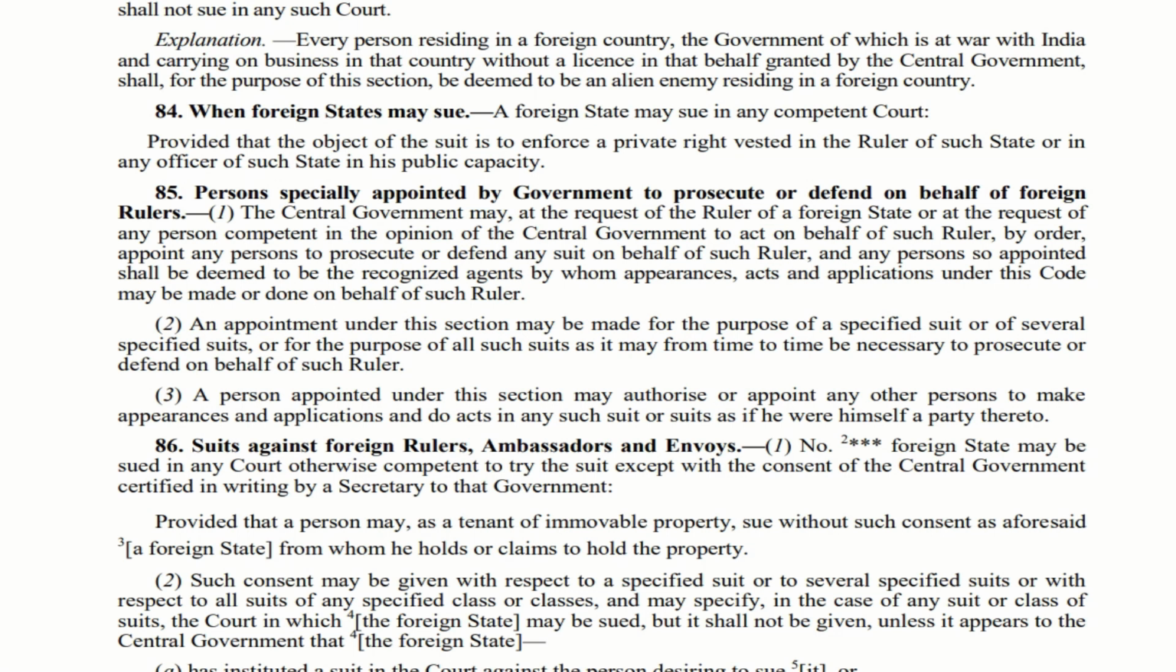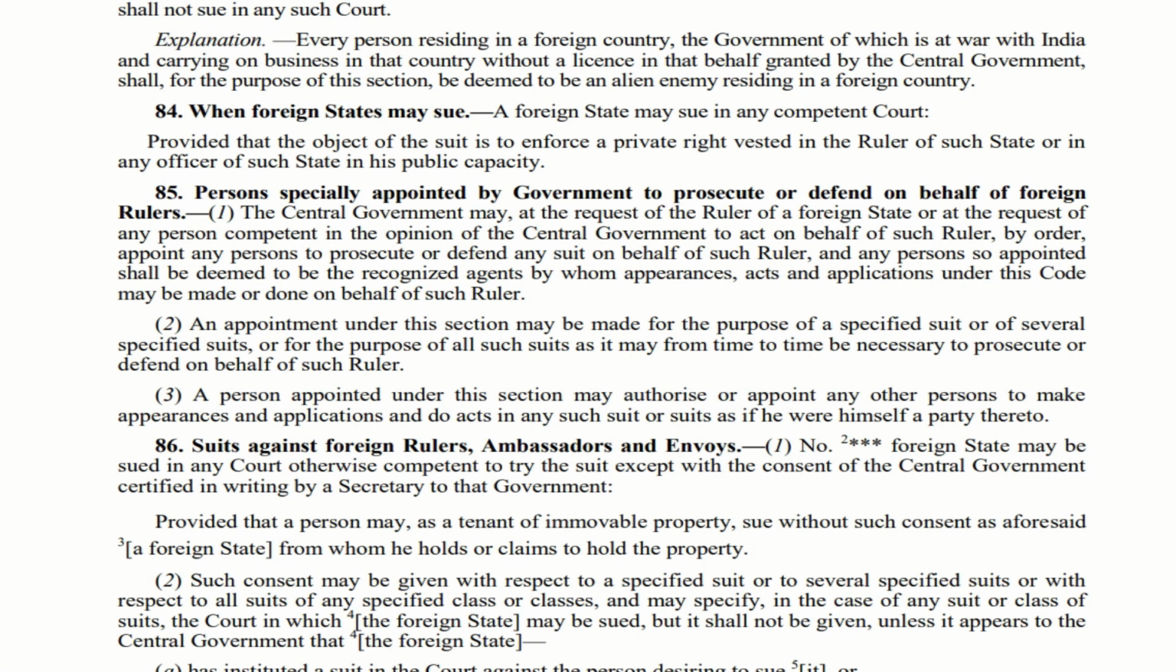Or instead of the foreign ruler, any person competent in the opinion of the central government to act on behalf of such ruler can also make a request. When such a request is made, the central government can appoint a person to prosecute or defend the ruler or the person who is acting on behalf of the ruler. And the person so appointed to act on behalf of the ruler or the person competent will be considered as a recognized agent, and he can appear and he can act and he can even file applications under this code.